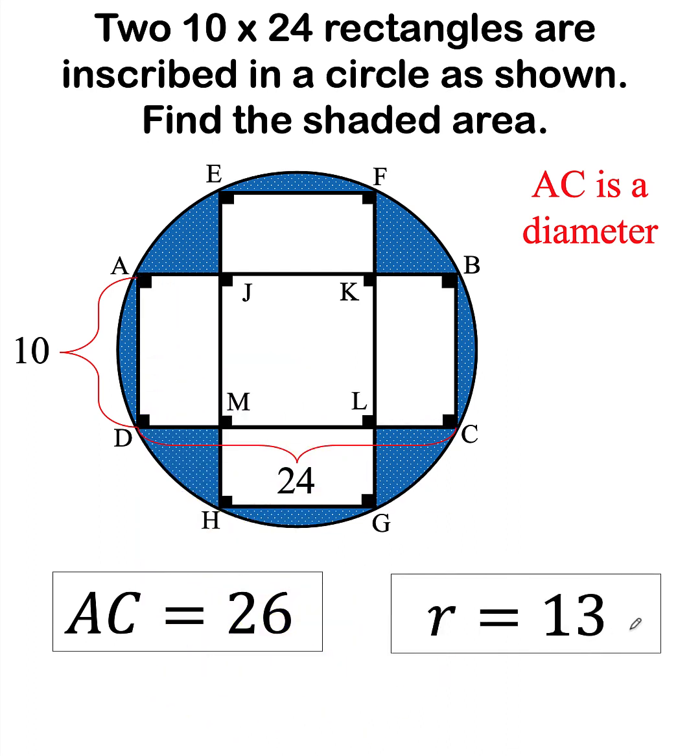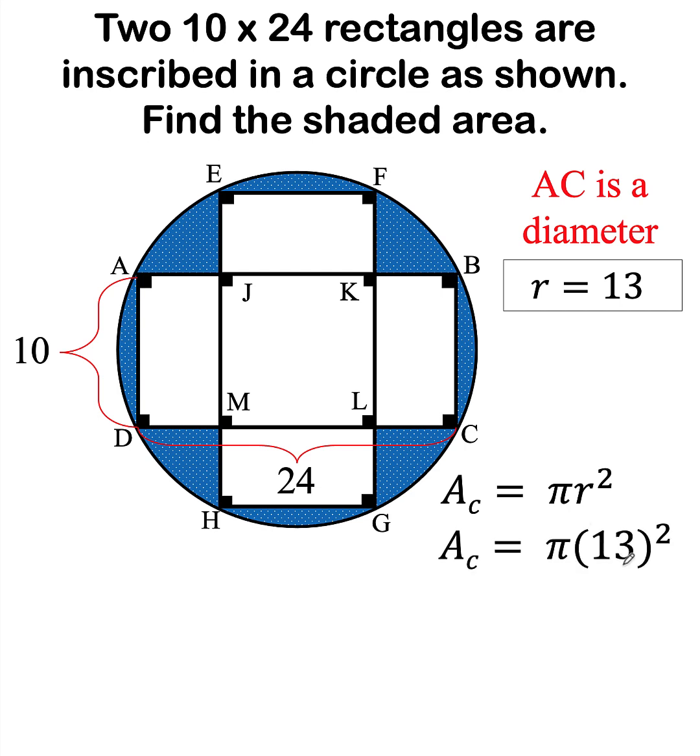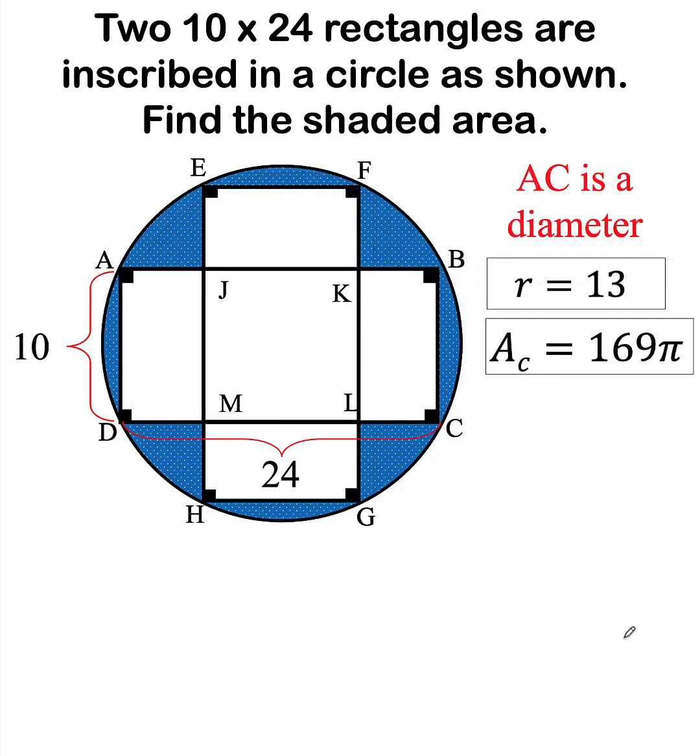And so we can now find the area of this blue circle. Area is equal to pi r squared, where r is equal to 13 units. So the area of the blue shaded circle is 169 pi. That takes care of our first step. So let's proceed to the second step.